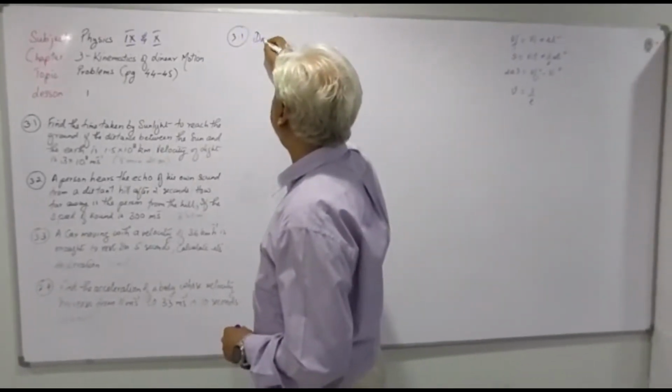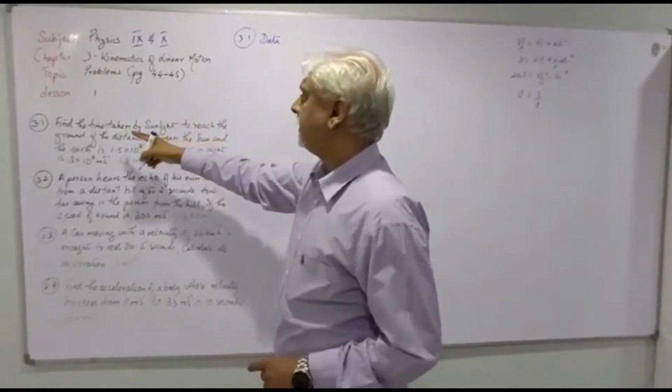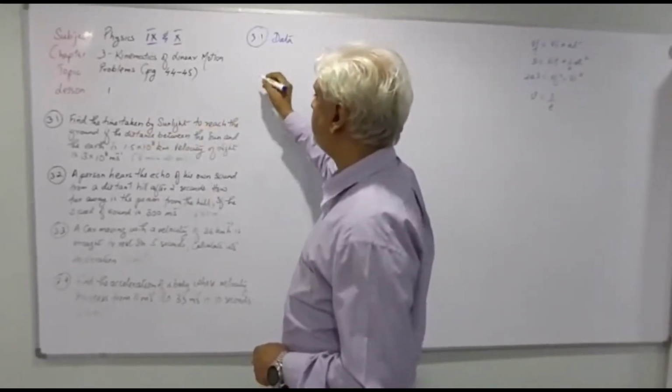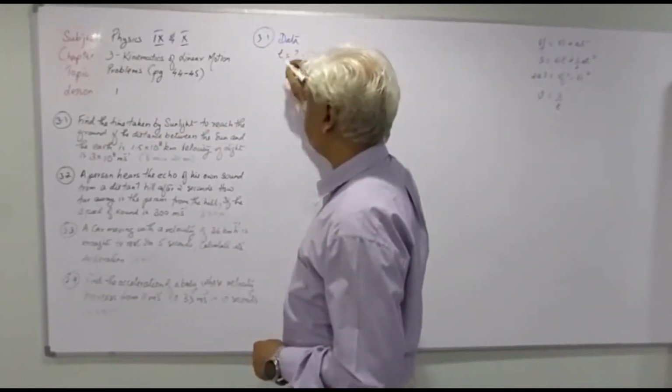Moving on to the first question, 3.1, the first problem. Let me just write down the data. It says here, find the time taken by the sunlight to reach the ground. So you need to find the time.